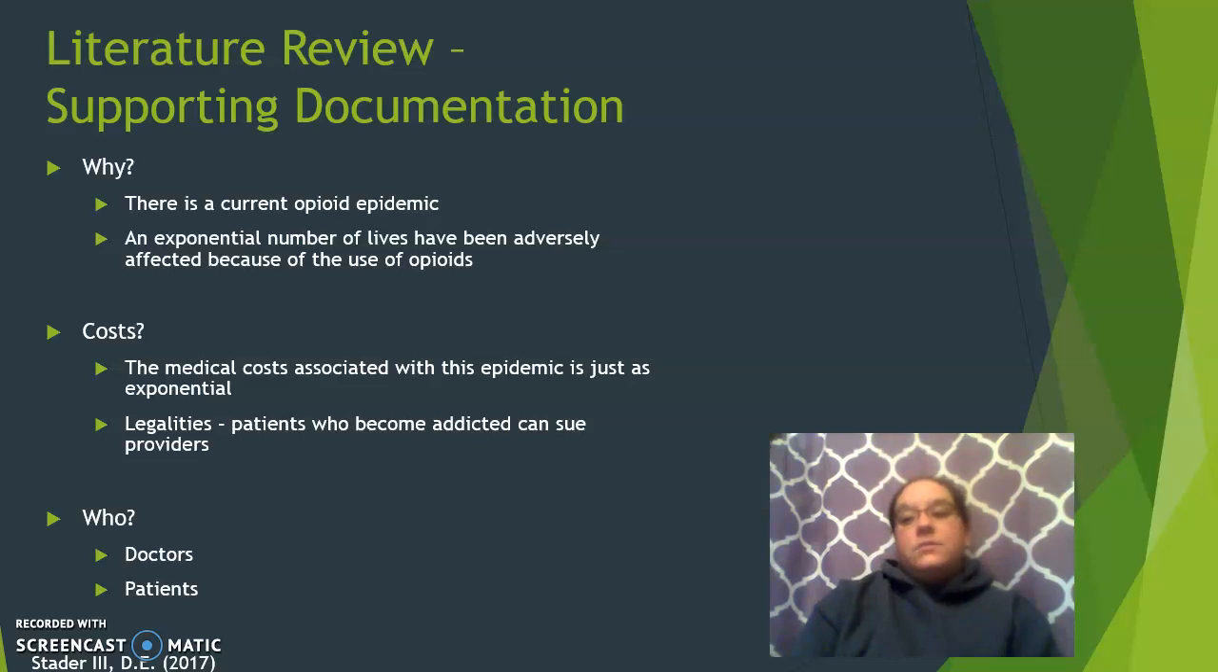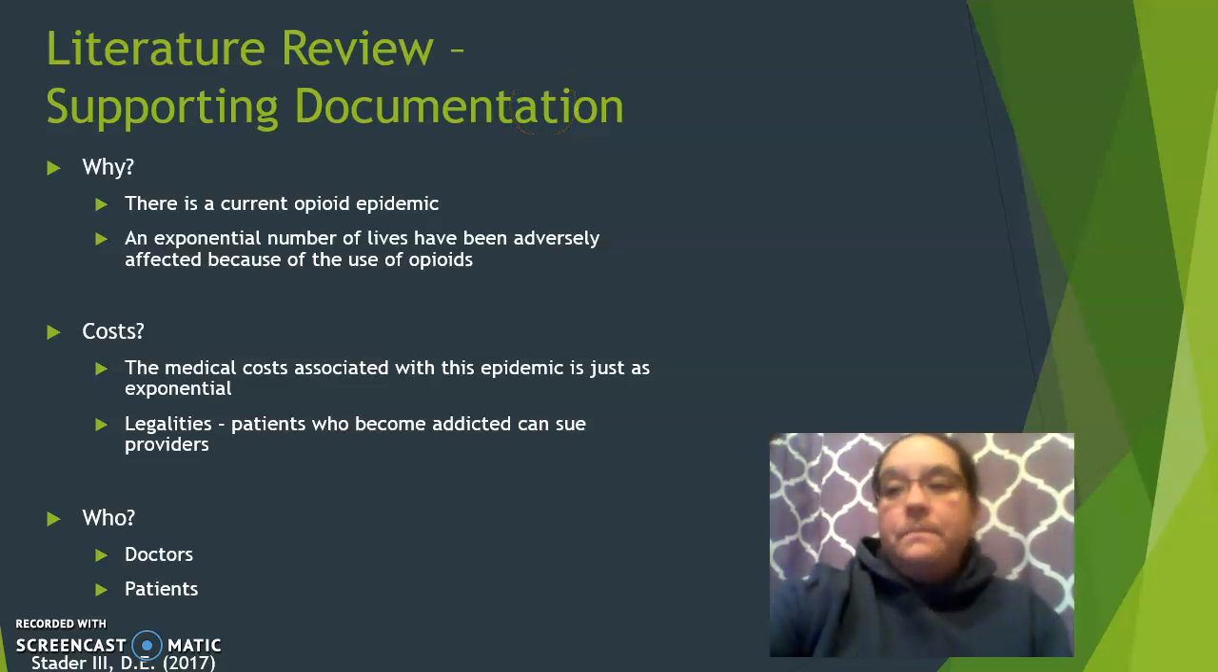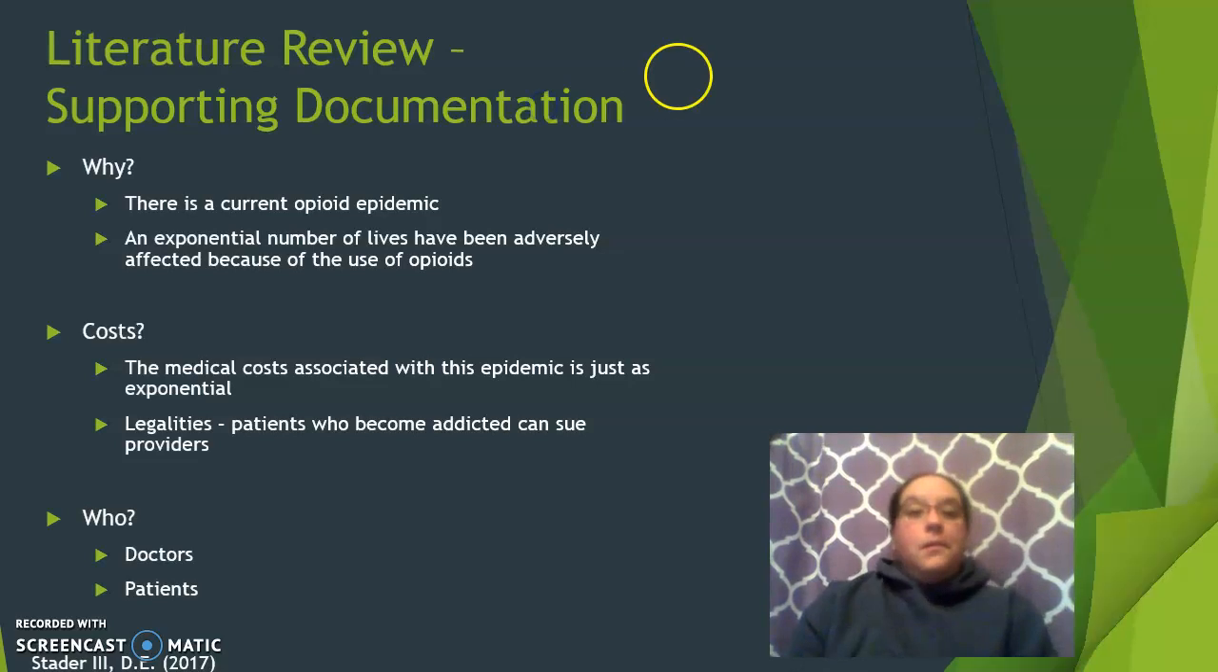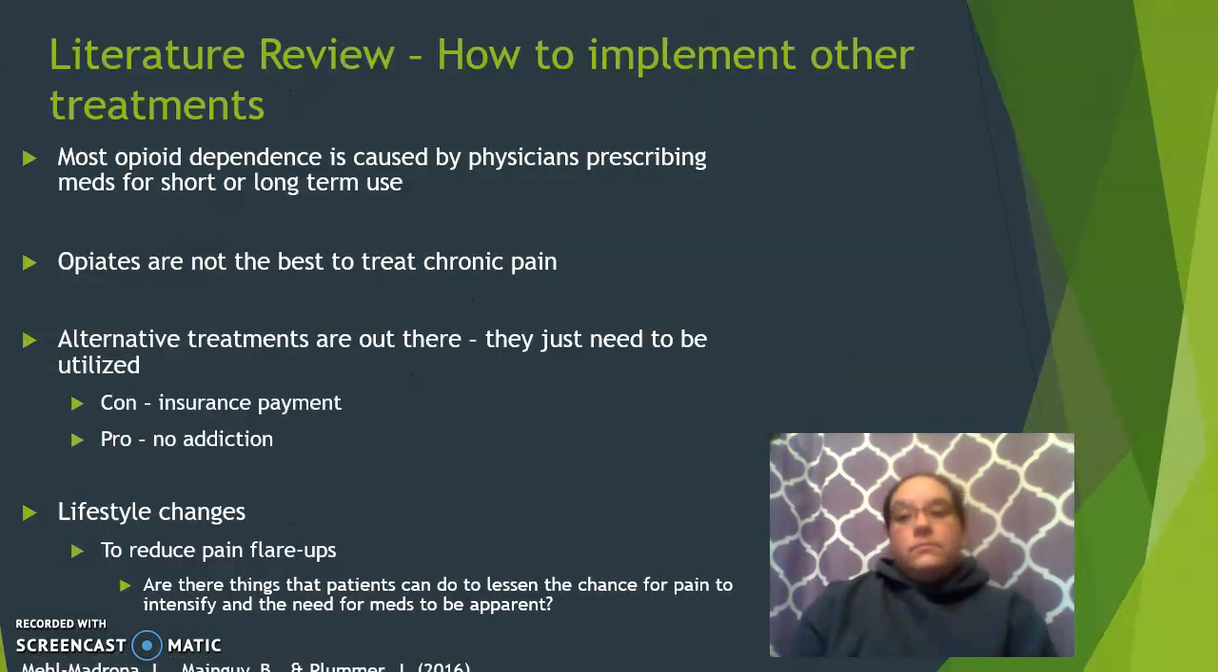Most of the people addicted to opioids were prescribed the meds from their primary doctors. Doctors need to have an increased awareness of what types of medicines they are prescribing. They need to know the different alternative treatments that are available in their area. The patients rely on these medications to keep active and to keep their quality of life. Unknowingly, most are addicted. This article I was reading made mention that most patients were addicted to opioids because they had been prescribed by a doctor for either short or long-term use.